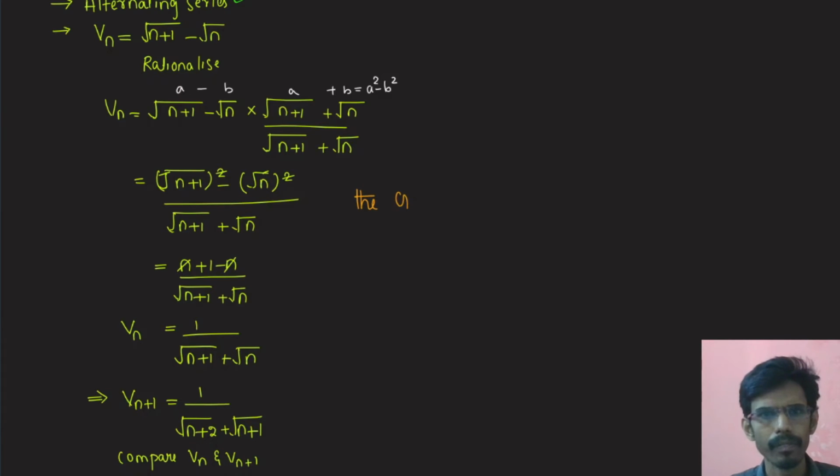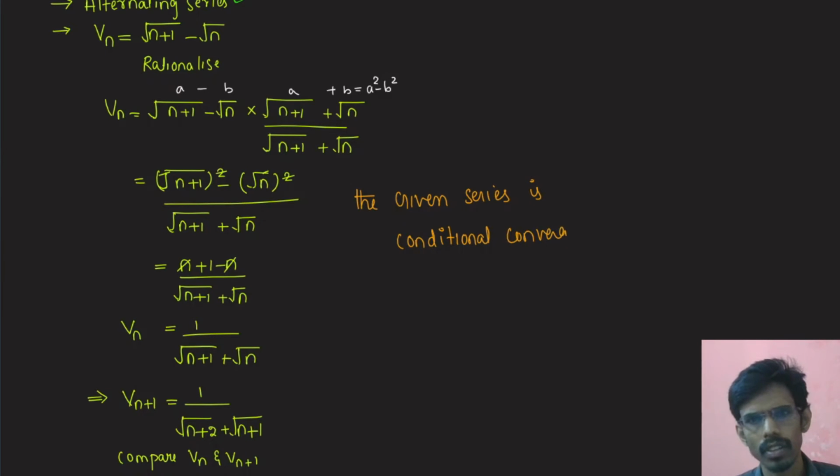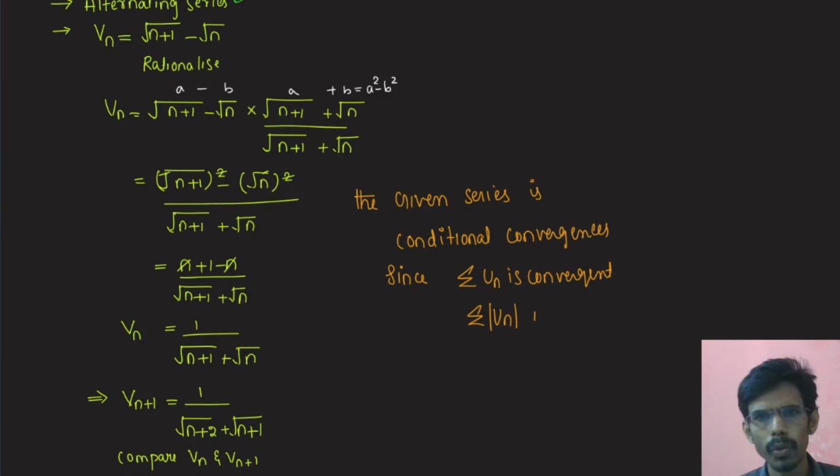Hence we say the given series is conditional convergence, since the reason is sigma un is convergent, and sigma mod un is divergent. So due to these two variations, we say conditional convergence.